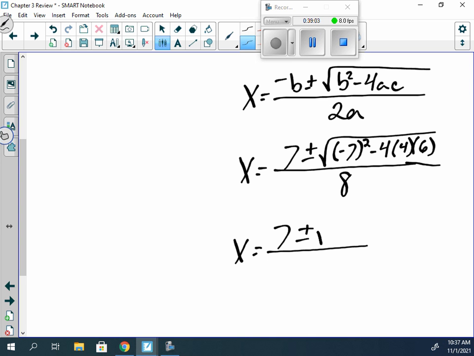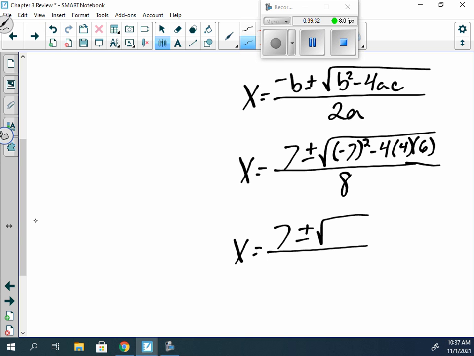Now at this point here, I would just take what's inside the square root and plug it into the yellow or white calculators or the graphing calculators. Either one of those work. Because in parentheses, negative 7 squared minus 4 times 4 times 6. Well, negative 7 squared would be 49. 4 times 4 is 8, and 8 times 6 is 48, I believe. So I think this all works out to be 1.